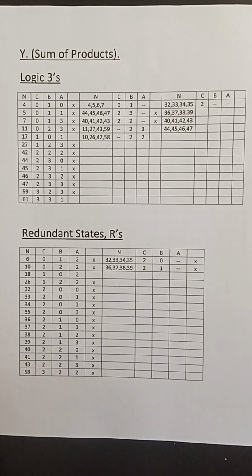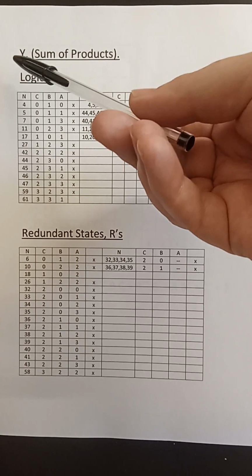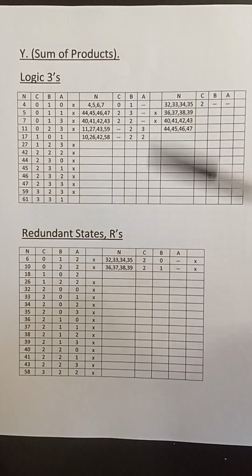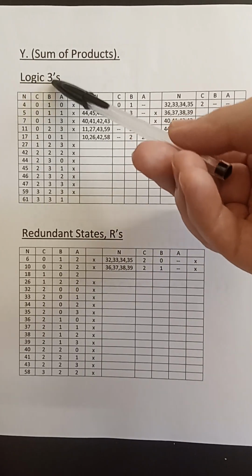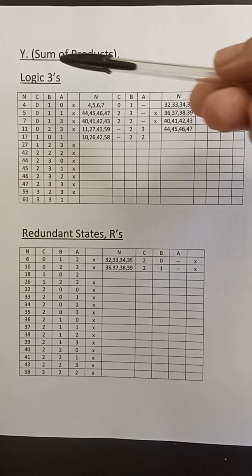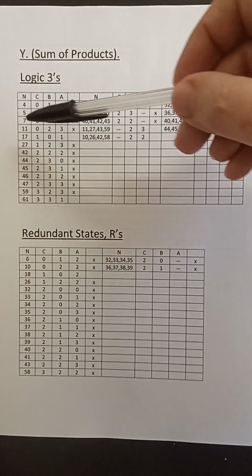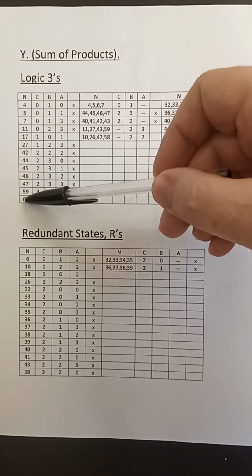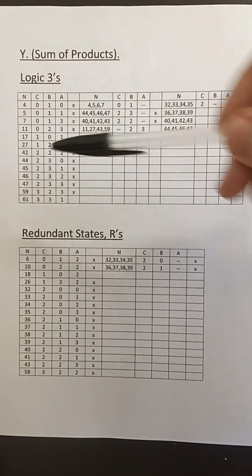So this is function y of the previous truth table, and this is a table of the logic 3's for which y equals a logic 3, and it's a sum of products expression I'm doing. So we'll list all the values here for which n equals a logic 3, and we'll list the values of a, b and c here.